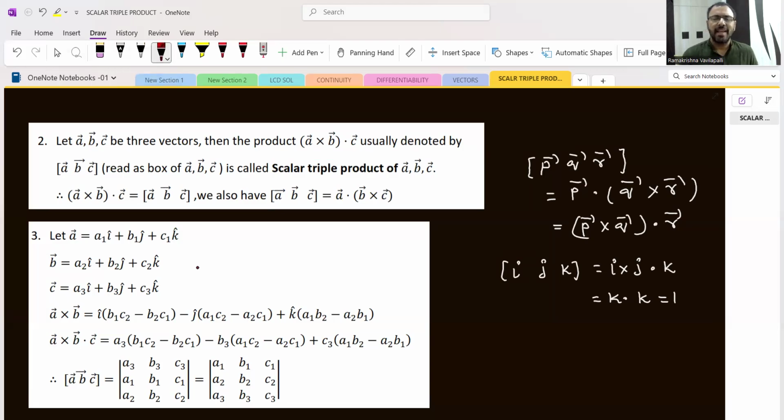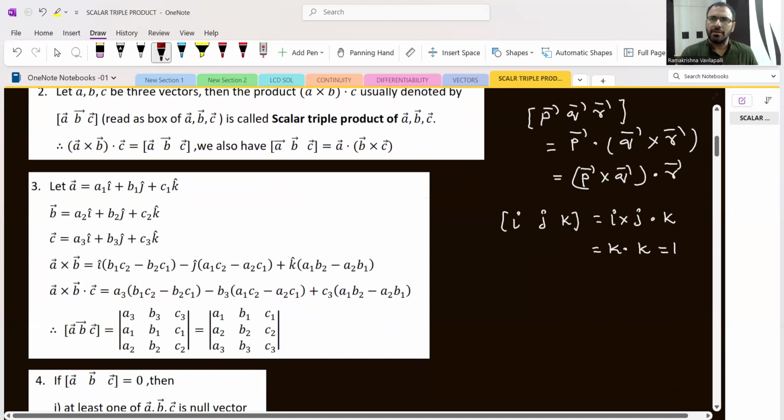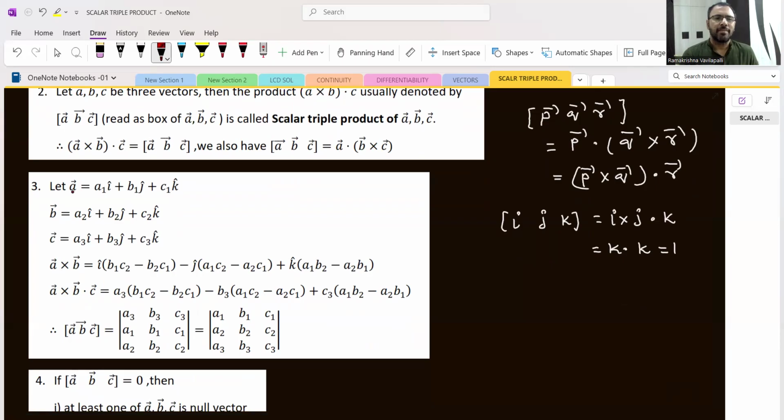Now, I will explain how we find box of ABC, or A cross B dot C, directly. Here A bar is a vector A1 I plus B1 J plus C1 K, and B bar is a vector A2 I plus B2 J plus C2 K. And C bar is a vector A3 I plus B3 J plus C3 K.